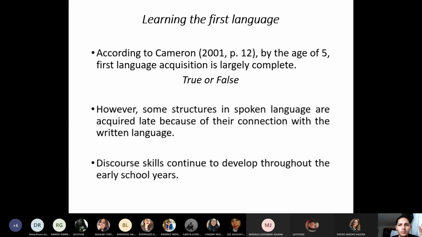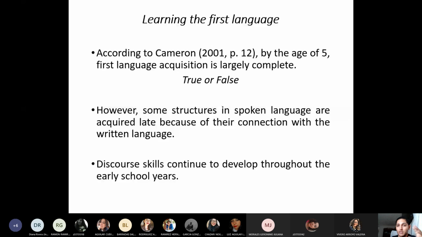Now, some structures in spoken language are acquired late because of their connection with the written language, okay? So these course abilities are somehow in a cycle. And well, this is something we have already revised, okay?